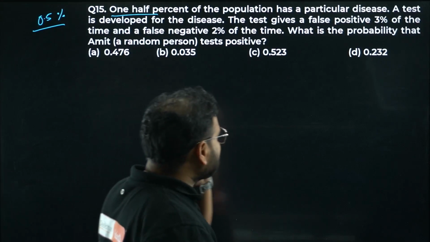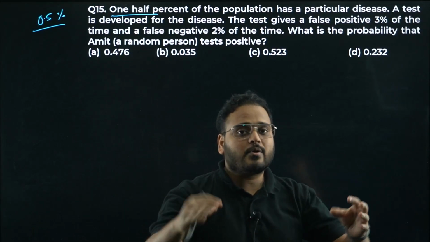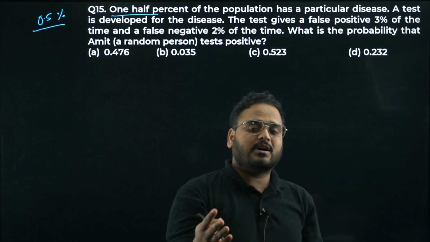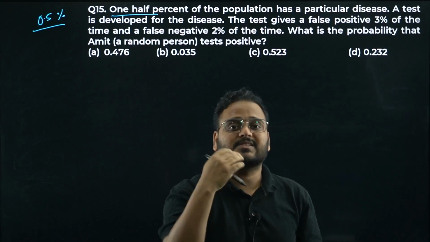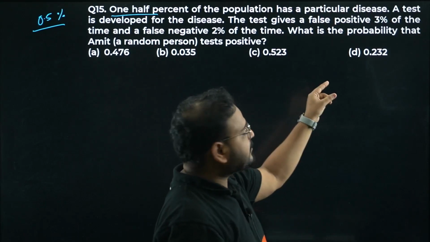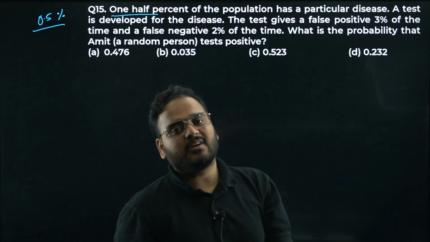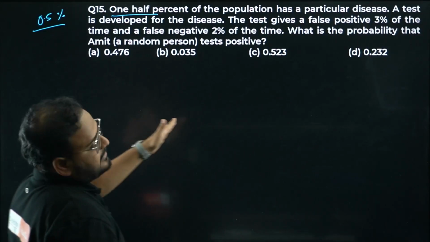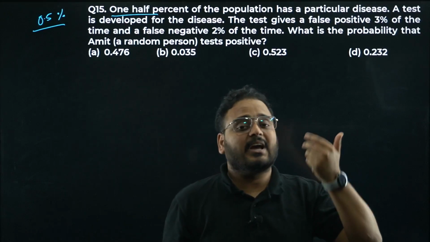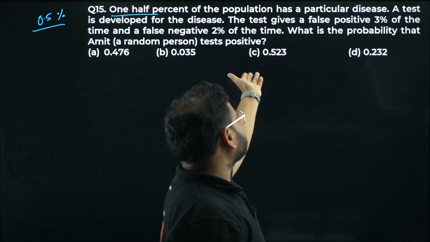The test gives a false positive of 3%. What it means is, somebody who doesn't have the disease, even though they don't have it, the test result comes out as positive. That's called a false positive. So there is a 3% chance that even though you don't have the disease, you might get a positive from the test. And a false negative means somebody has the disease and the result is negative.